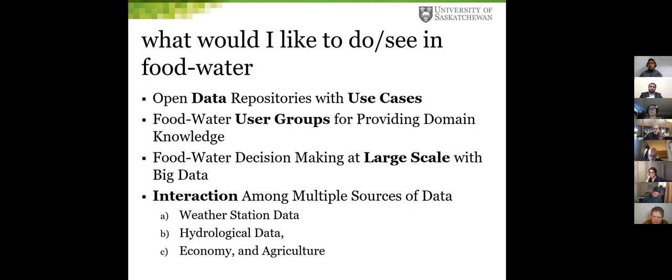And since we are in big data, I really love to see large data-driven decision-making, and that may go to satellite imagery and also lots of genetic data, petabytes of data. And of course, that means interaction among multiple sources of data, because otherwise the research will be too segregated. So we want to combine things.